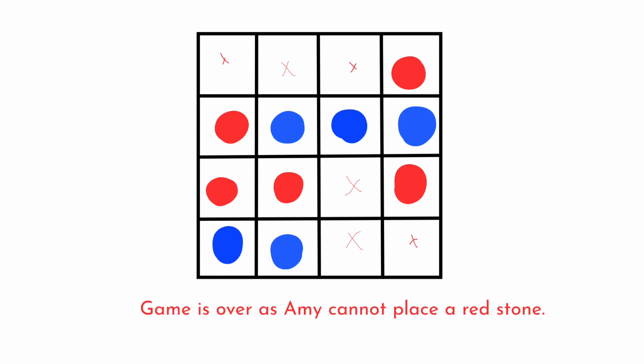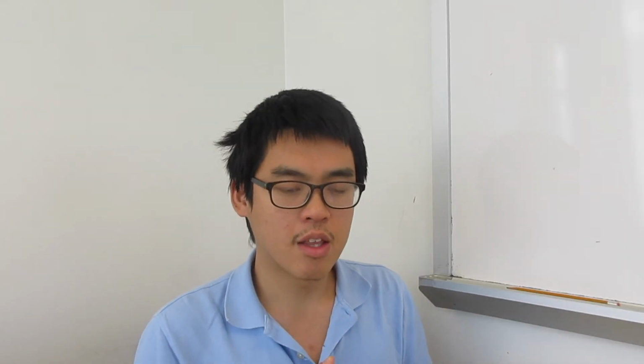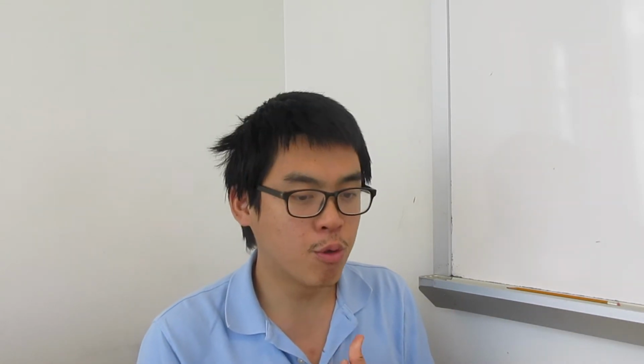But look, Amy cannot put any stone anymore because all the cells are covered by either red stone, blue stone, or red cross. So with this, the game is over, and Amy has put 5 stones on the board. Alright, now that we know how the game is played, let's look a little deeper at what the question is actually asking. So what is that k that the question is asking?